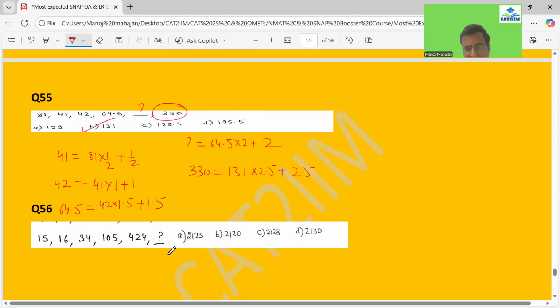This was easy, and something like this has already appeared in the SNAP also, 2025. So like it is 15 into 1 plus 1, 16. Then you have what, 16 into 2 plus 2. Then you have what into 3 plus 3. Then you have what into 4 plus 4. So what do I have over here is into 5 plus 5. So you can use the unit digit also. 5 into 4 would give you what, 0. 0 plus 5, 15 should be the answer. Unit digit helps a lot right now.